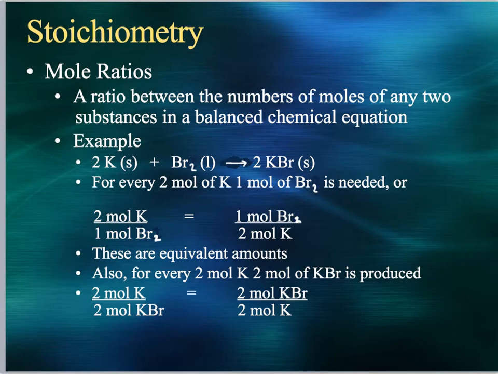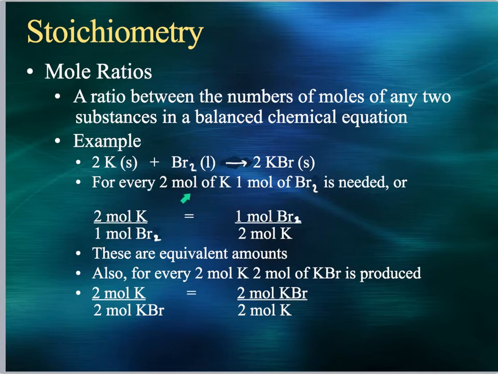Okay, a ratio between the numbers of moles of any 2 substances in a balanced equation is considered a mole ratio. So let's take, for instance, this equation here. 2 atoms of potassium, or 2 moles of potassium, plus 1 mole of bromine, Br2, liquid bromine, yields 2, this is called potassium bromide, 2 KBr. Okay, and by the way, remember, if you don't see a number in front of the substance, we assume that to be 1.